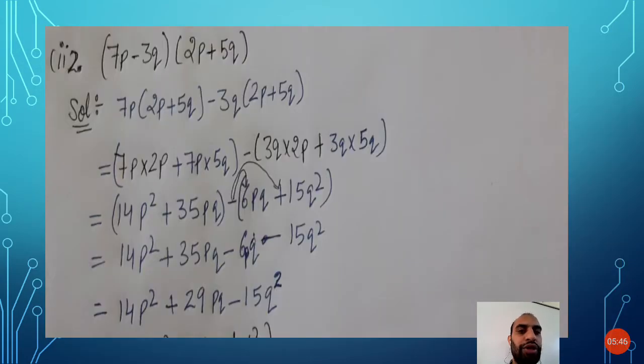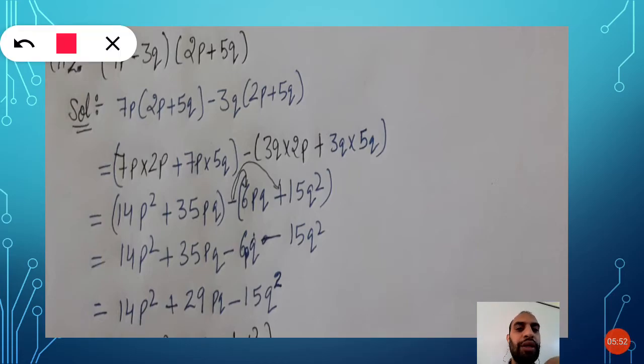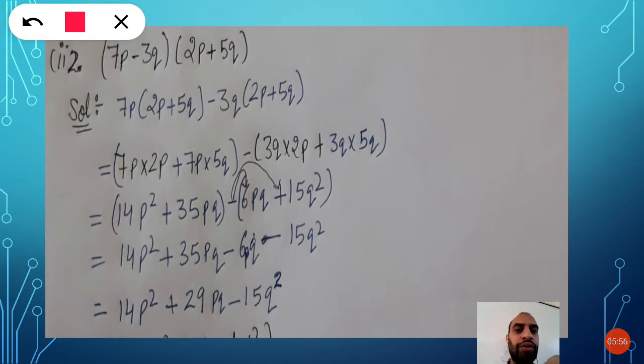So that is your question number 2. So in this question you can see again we have binomial, part number second, that is 7p minus 3q into 2p plus 5q. So how to multiply again? Our task is multiplication. So how to multiply? Let's see.